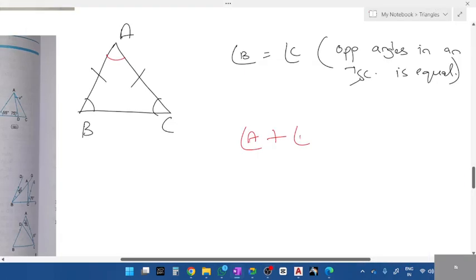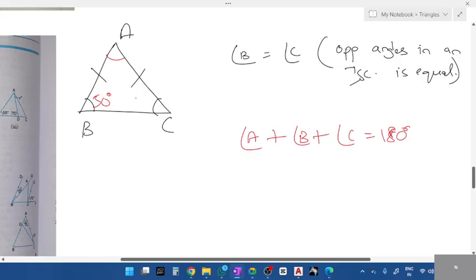Angle C is equal to 180 degrees. So to find all the interior angles, this is the formula: angle A plus B plus C is equal to 180. Now I'll just give the value of angle B as 50 degrees.